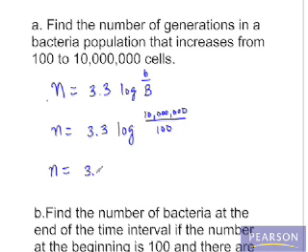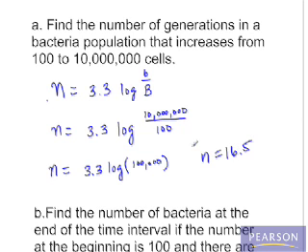n is equal to 3.3 times the log of 10 million divided by 100, which is 100,000. And when we number crunch on our calculator, 3.3 times the log of 100,000 is equal to 16.5. So n is equal to 16.5 generations.